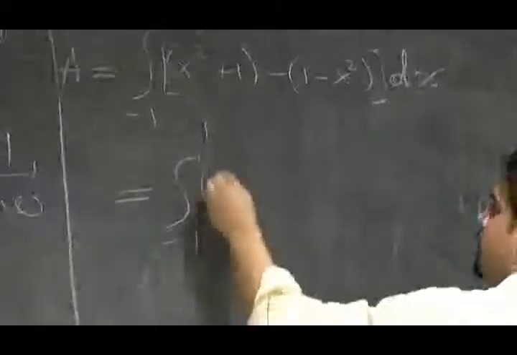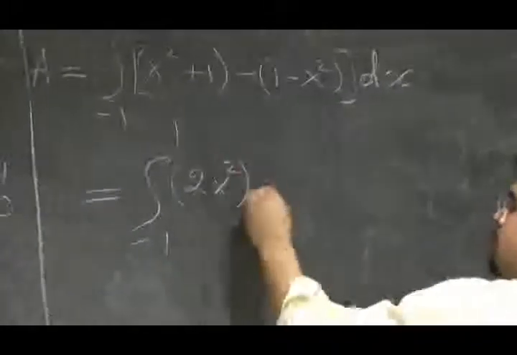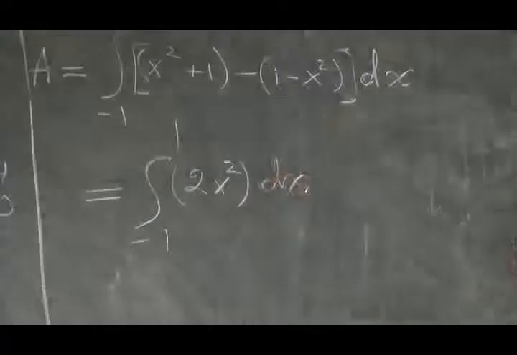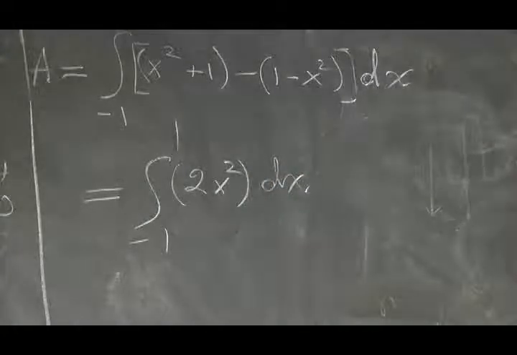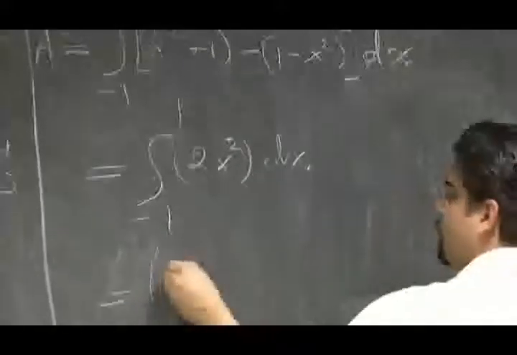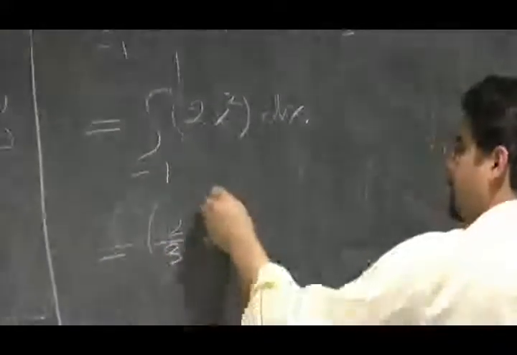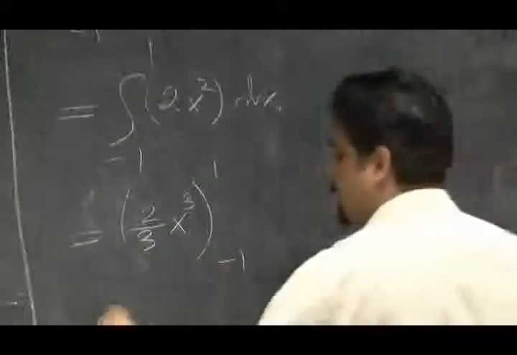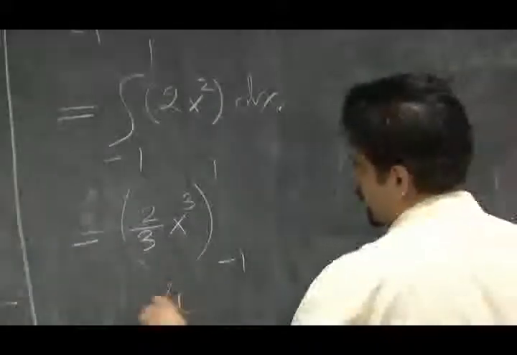So let's simplify this first. If you simplify that, then you get 2x squared dx. Okay? So then the answer will be antiderivative, so 2 over 3 x cubed from negative 1 to 1, and that would be 4/3.